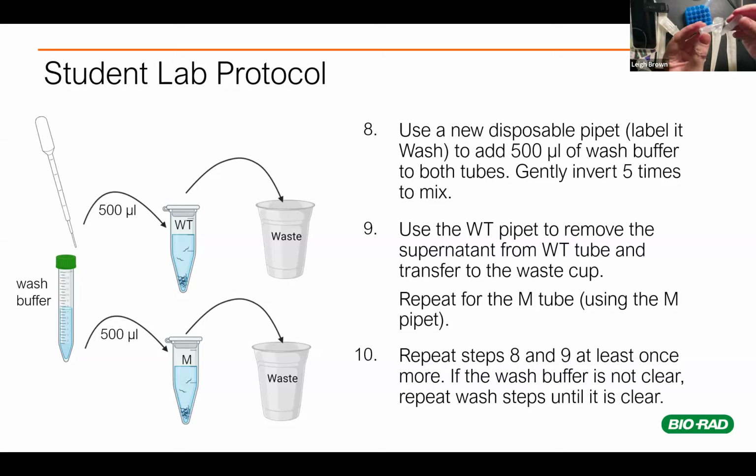And so what I would do at this point is take them and invert them, just gently, 5 times. And what that's going to do is create enough turbulence to pull any E. coli that is coated on the worms off of them. And that means we'll be able to get a slightly cleaner pellet.